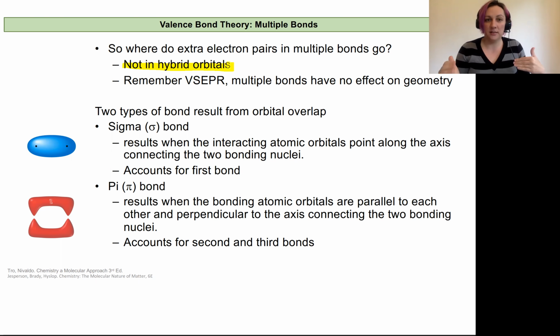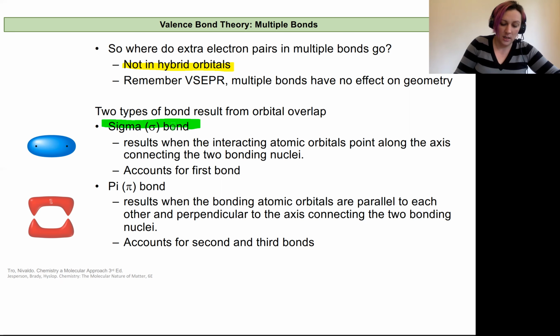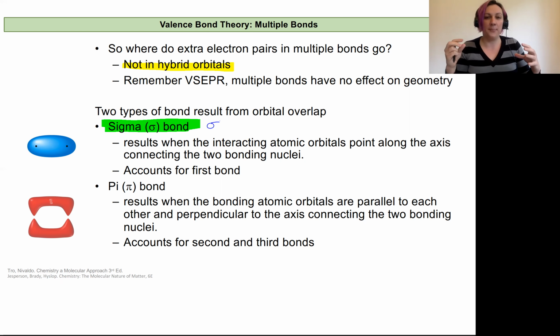And then our multiple bonds on top of it are going to be accounted for by the unfilled or the non-hybridized orbitals, the atomic orbitals that still exist for that atom. And so we see then that there are two types of bonds that arise from orbital overlap. The first one we call sigma, and we abbreviate it with this little sigma symbol. So sigma bonds are going to result from the overlap of atomic orbitals or hybridized orbitals that are pointing at each other along the same axis. And this usually accounts for the first bond between two atoms.